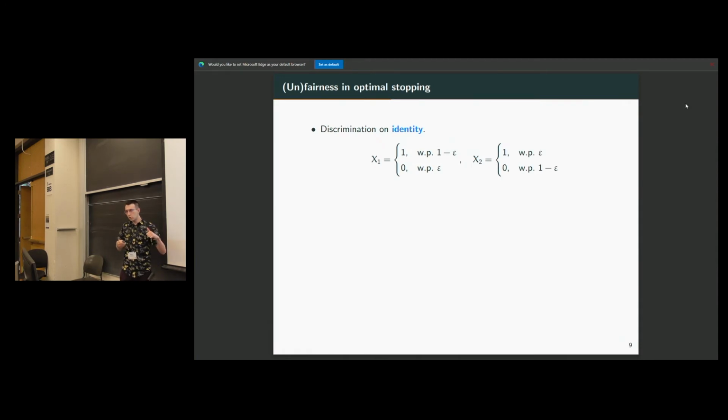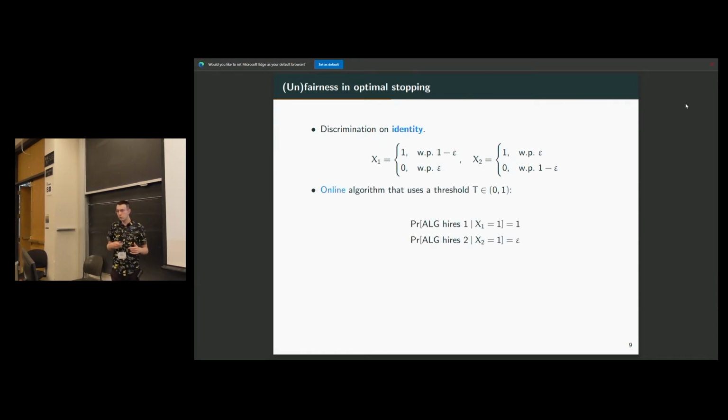Now, let's go to the other type of unfairness. Think about the Uber example again. And here's how it appears in prophet inequality. So if you have two random variables, one of them is most probably 1, the other one is most probably 0, and you run an online algorithm with a single threshold, then if you compute those conditional probabilities of the algorithm hiring its person, given their value, so we're fixing the value, looking at it from the perspective of that item on a sort of interim point, we see that those values are vastly different.